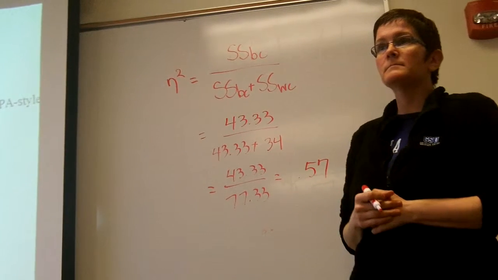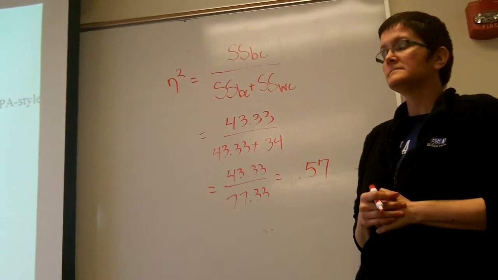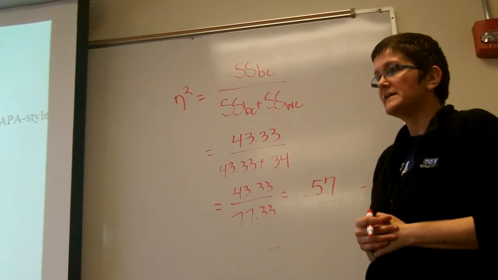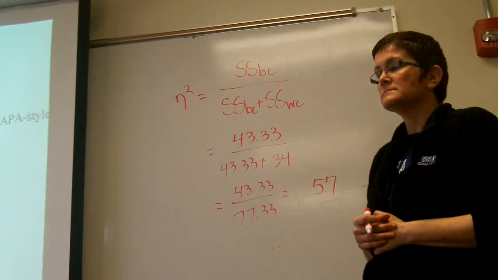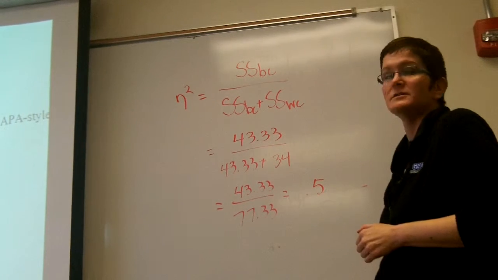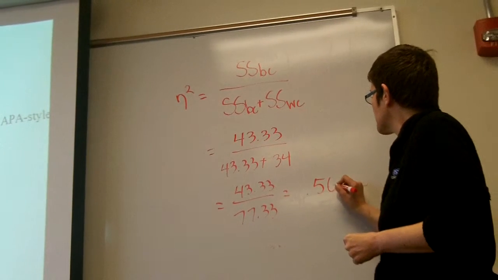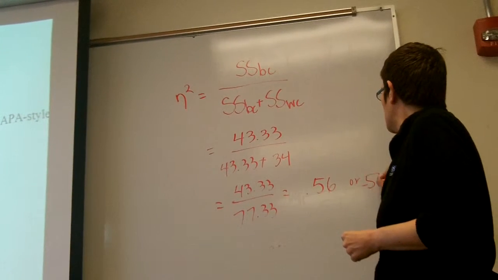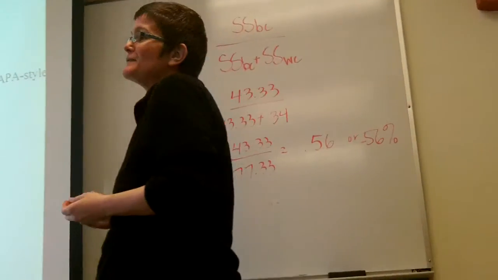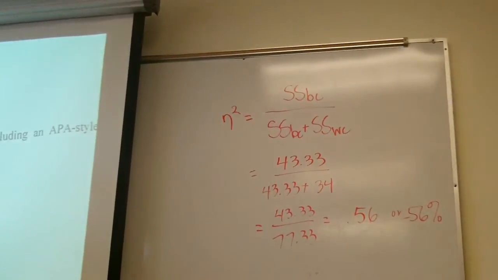You guys agree? 43.33. 5.6? We have more votes for 5.6. Is this a rounding issue? It's 5.6? Okay. Or 56%, because eta squared is just the form of r squared that we use when there's more than two things.